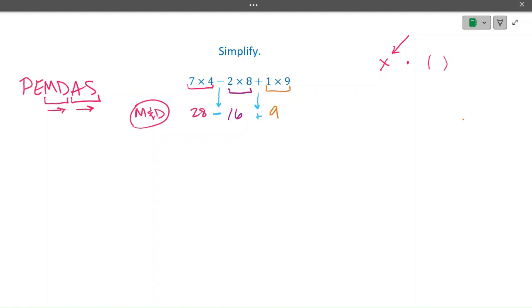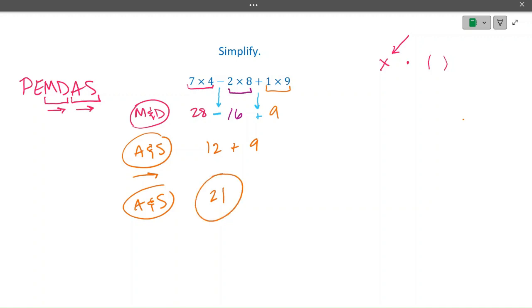Okay, so I'm looking at what I have for my expression now. There is no more multiplication or division. All I have left is addition and subtraction. And I'm going to do this from left to right. 28 minus 16 gives me 12 plus 9. Okay, and then I still have some addition and subtraction. By the way, you could have done that in one swoop if you're great at mental math. 12 plus 9 is 21, and this is our simplified expression, following the order of operations.